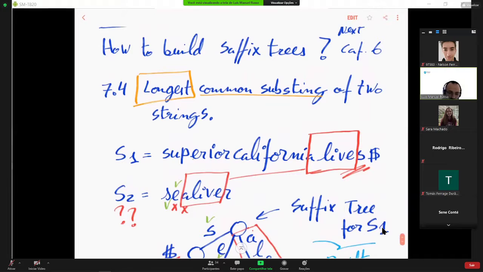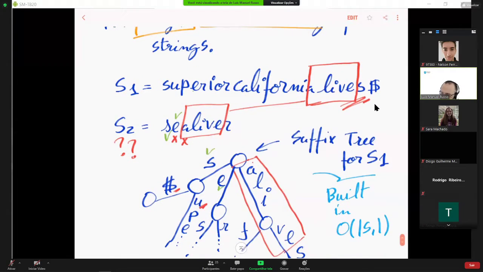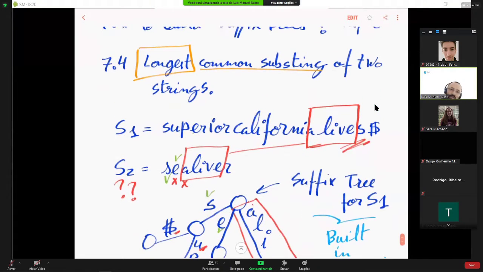So this was our problem: how to find the longest common substring of two strings. In this example we have two strings, string 1 and string 2, and the substring "alive" is common to both strings. It's a substring that exists in both, and actually it's the longest, so the largest one.